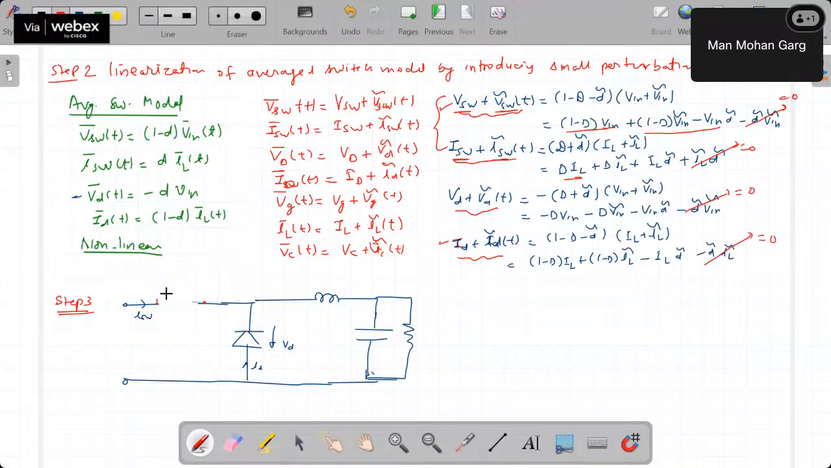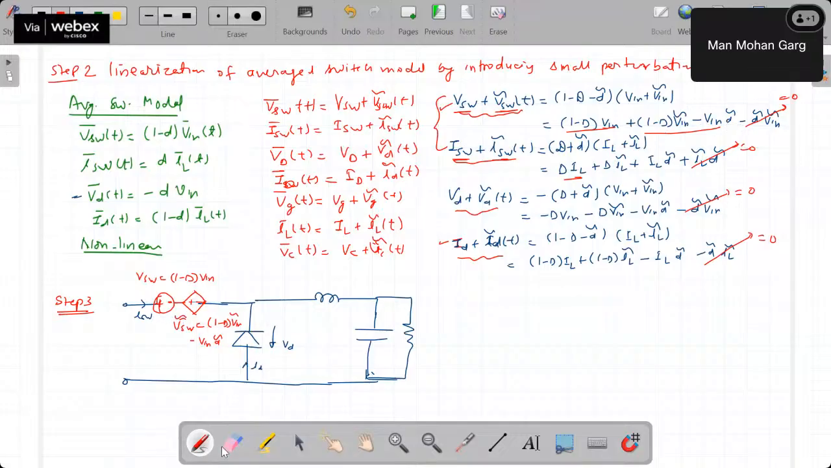What I do, I have two sources. One is an independent source and another is a dependent source. This independent source value is VSW, which is given by 1 minus D into Vin, and this dependent source is given by VSW cap, which is nothing but 1 minus D Vin cap minus Vin D cap. So this is this VSW.